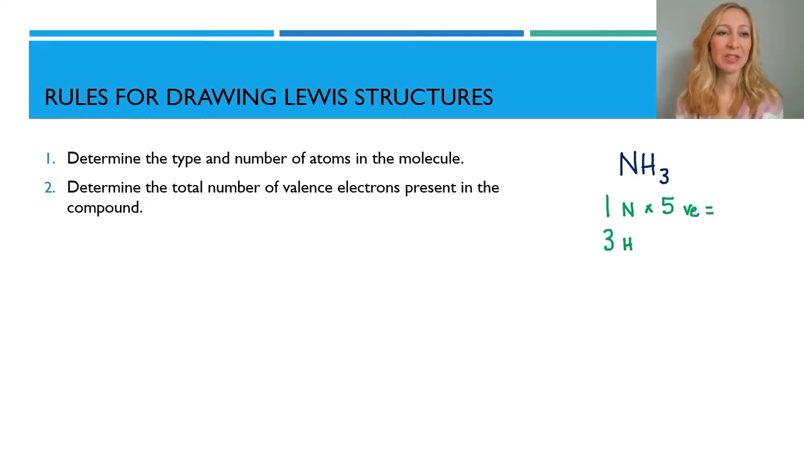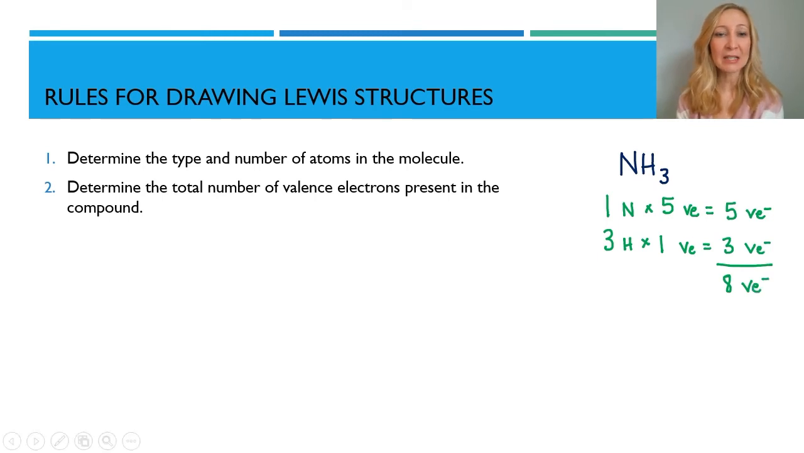The next thing you need to do is determine the total number of valence electrons present in the compound. Now, the reason we care about the valence electrons is because these are the electrons that the atoms bring to the table to share. And that's what we're doing here. We're covalent bonding, so they're sharing electrons.